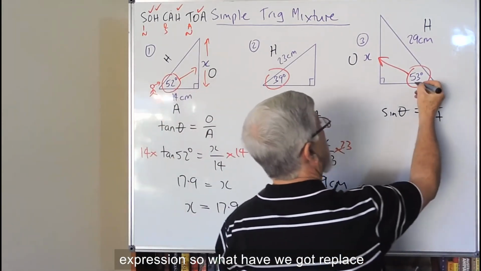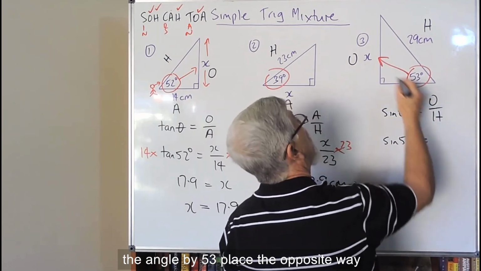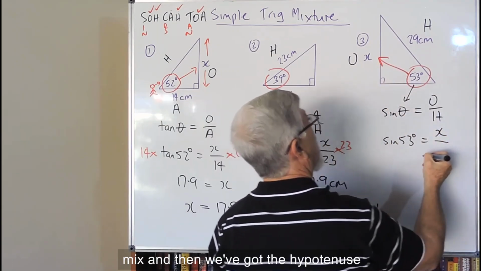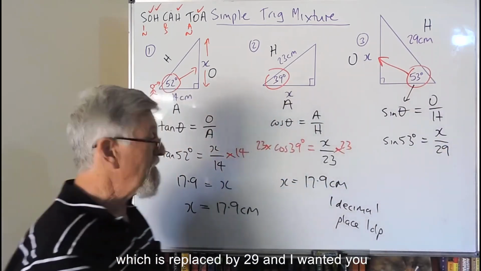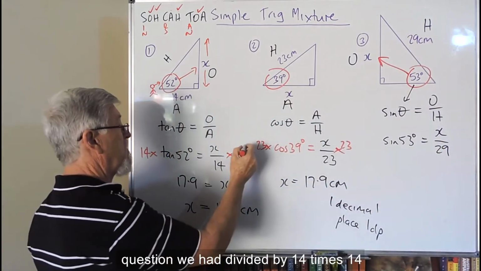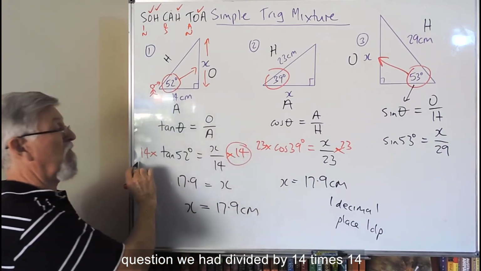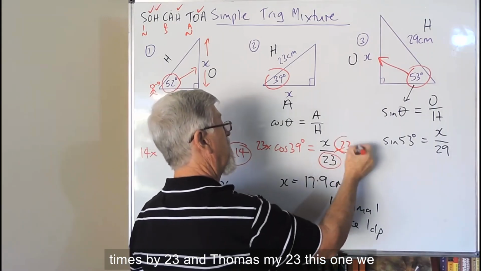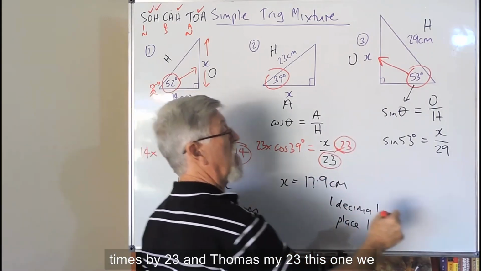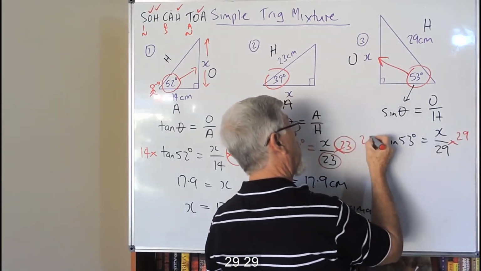So what have we got? Replace the angle by 53. Replace the opposite by an x. And then we've got the hypotenuse, which is replaced by 29. I wanted you to see this for all of them. On the first question, we had divide by 14, times by 14. On the next question, we had divide by 23, times by 23. On this one, we had divide by 29, so I needed times by 29.